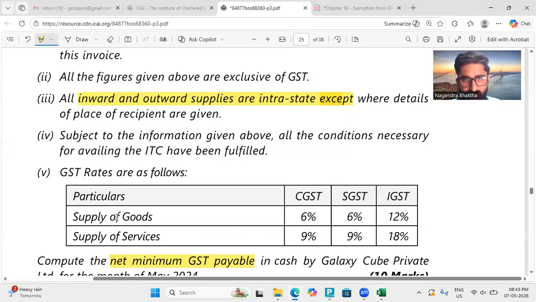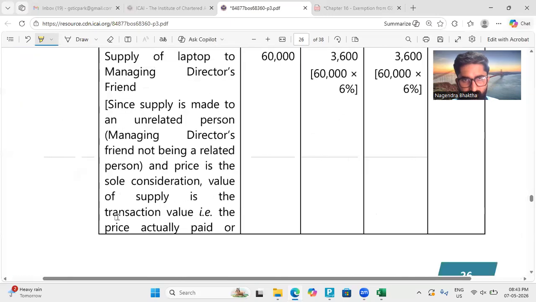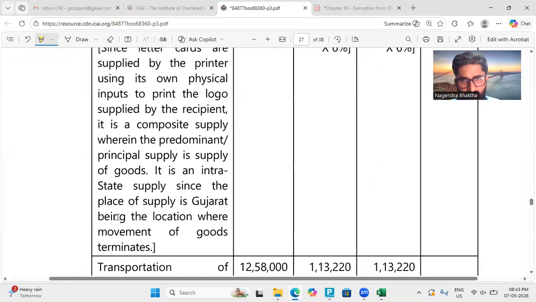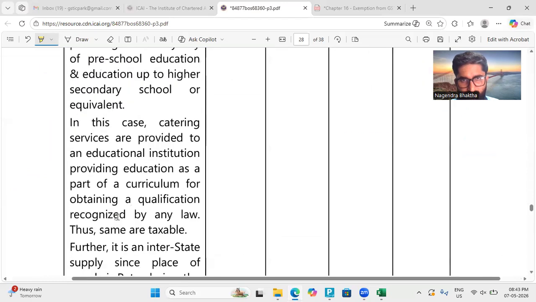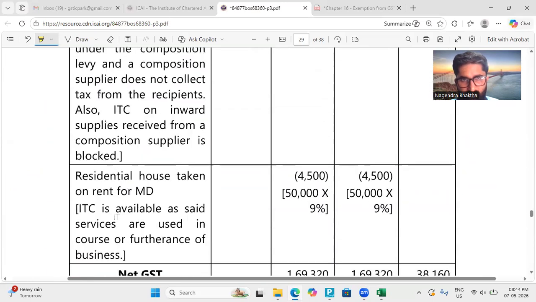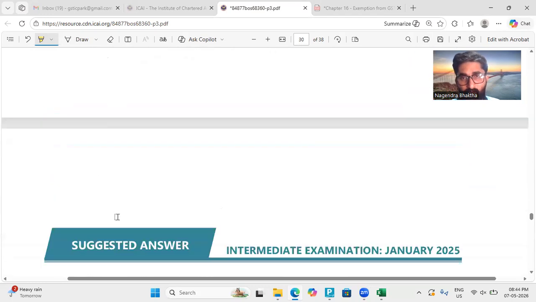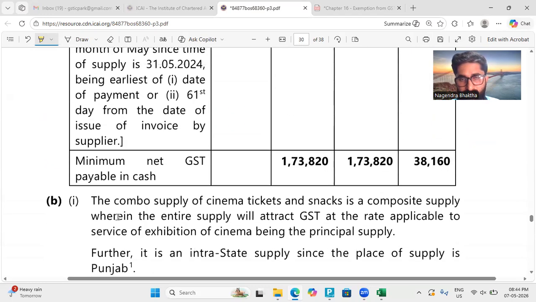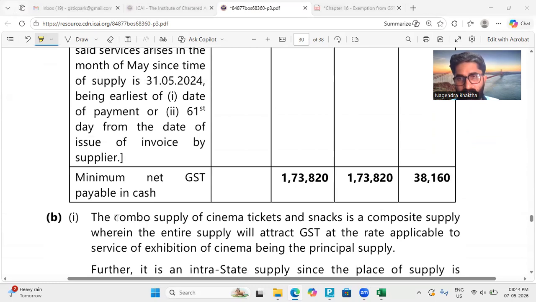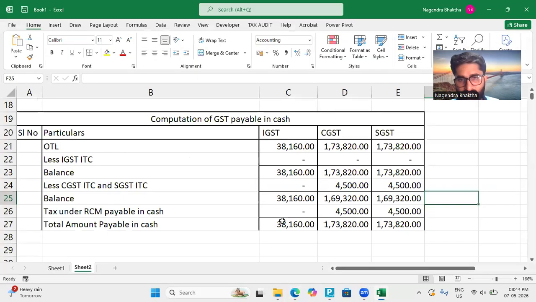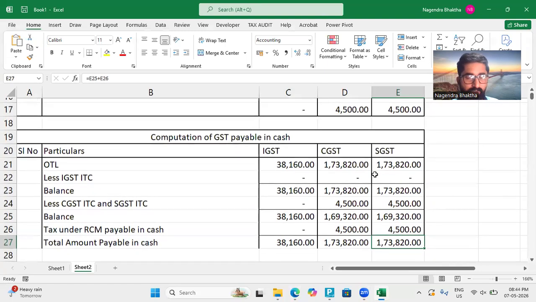And look at the answer key. Total amount payable in cash. See, they have written such a big note there. Please do make a note of it. You have to write the note. See, 1,73,820, 38,160, 1,73,820. So this is about the compulsory question which we had to discuss.